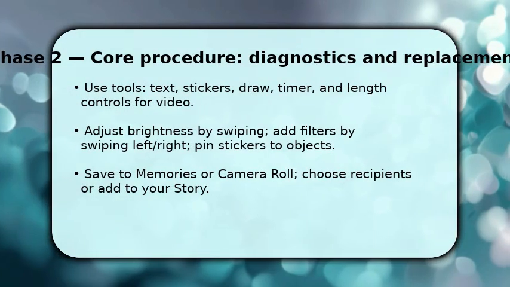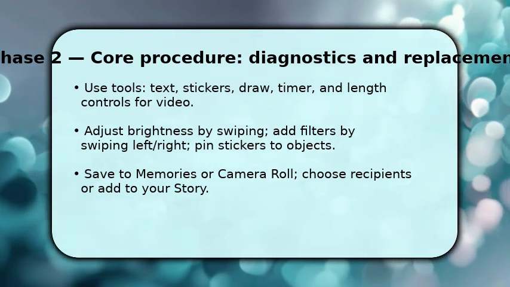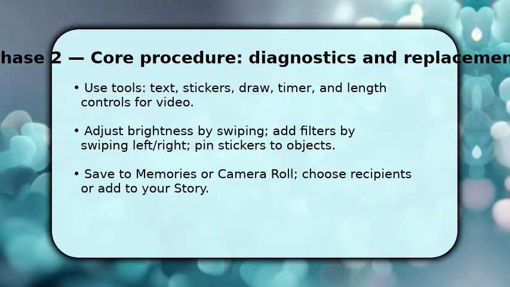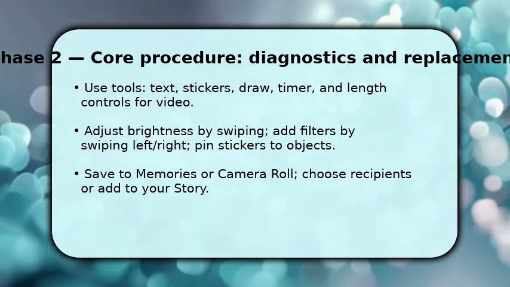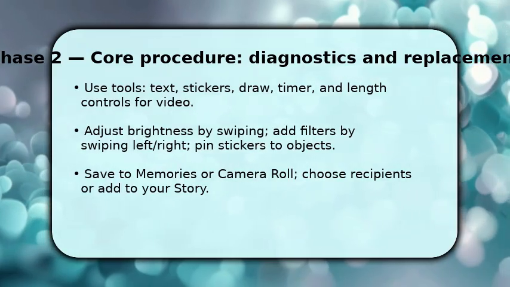After capturing a snap, focus on editing. Tap the T to add text, the pencil to draw, and the sticker icon for GIF or Bitmoji. Pin a sticker by long pressing it. Swipe up to save to memories or choose camera roll to export. Make sure you understand the difference for privacy.